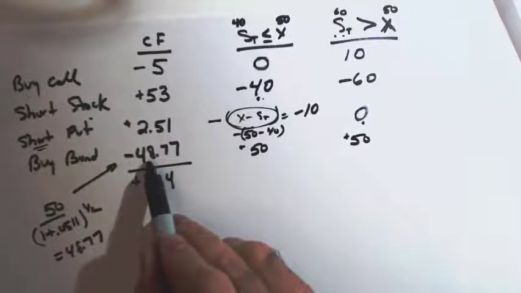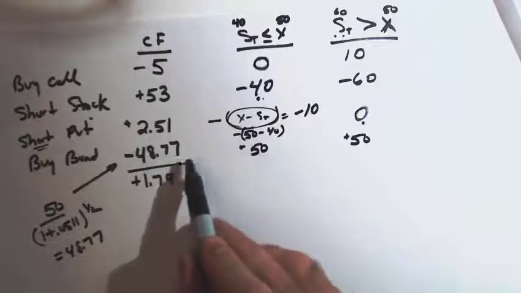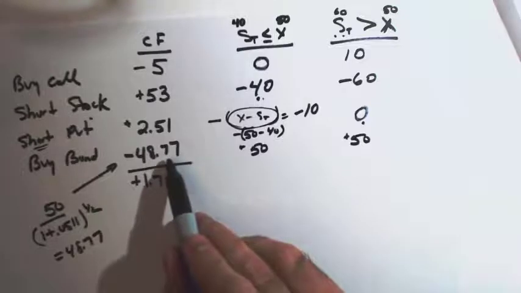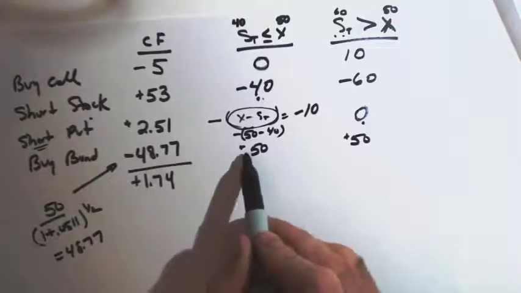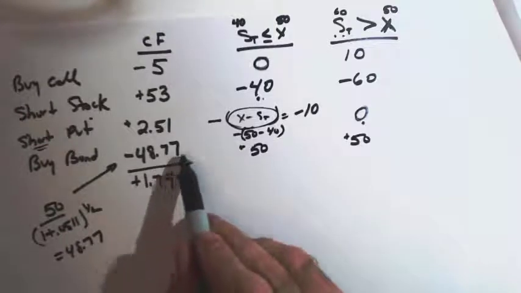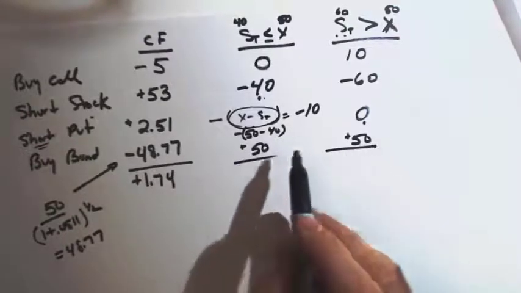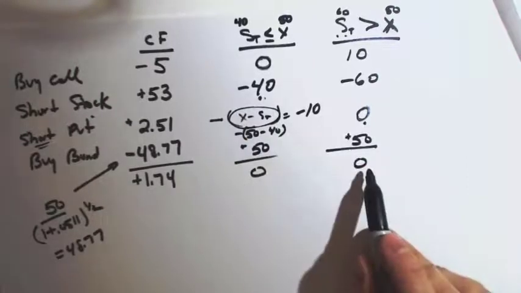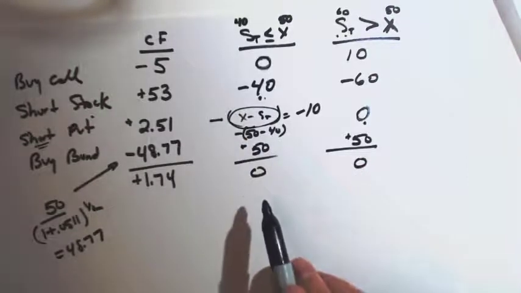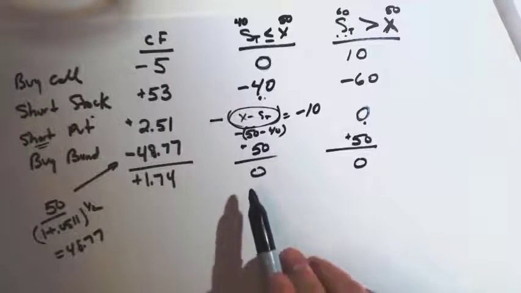Okay, because we shelled out 48, it matures for 50. $1.23 is the interest income. And it happens no matter what, because this is a riskless bond. And so when you add these up, no matter what happens, when you add all this up on both sides, the payoff is 0.